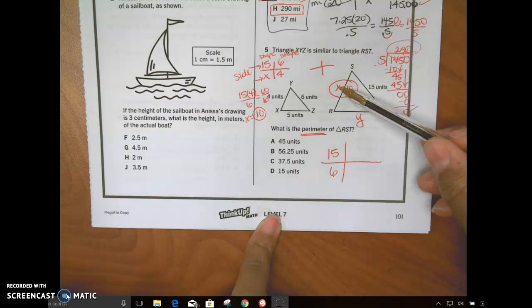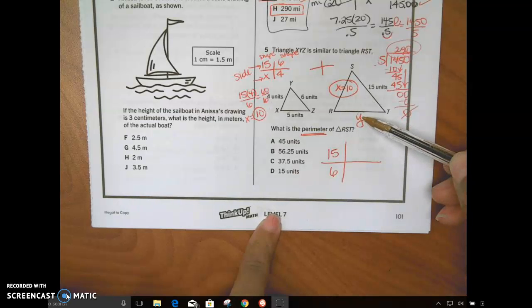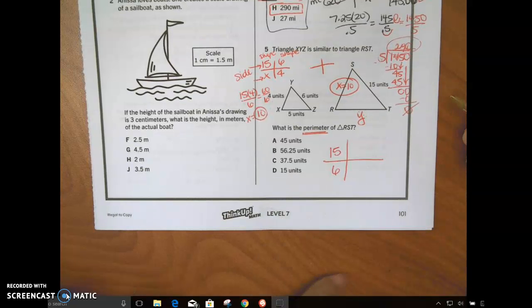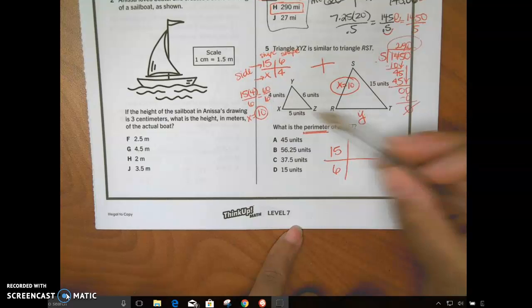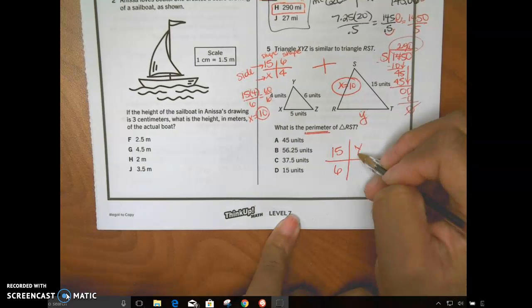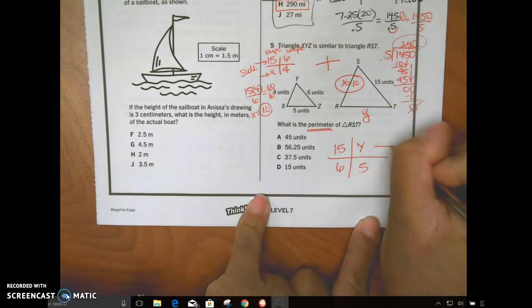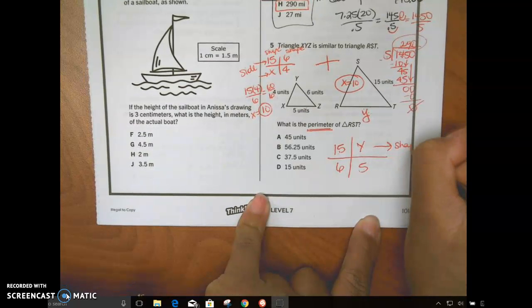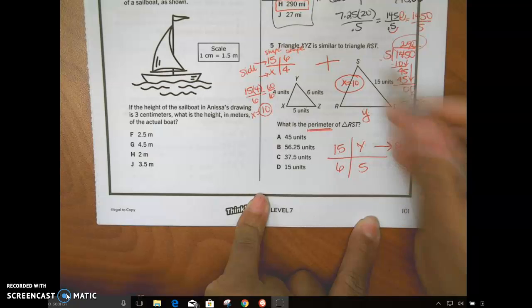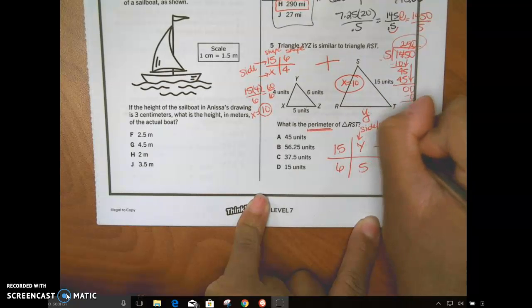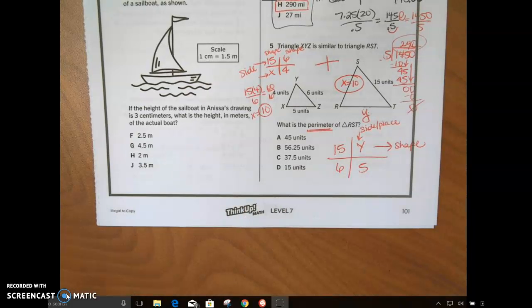I'm not dealing with X anymore. I'm dealing with Y. Where does Y go? On the top or the bottom? Nope. Y is not on this shape. It goes next to the 15 and 5. Guys, 15 and Y are on the same shape. Y and 5 are on the same side or location. You have to know where to place these things.